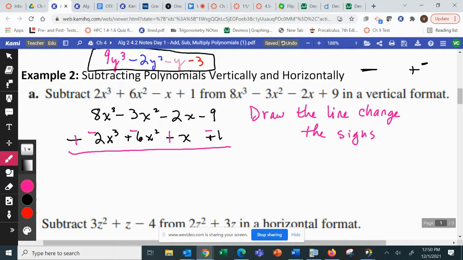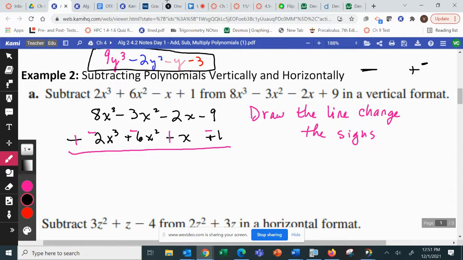That's another thing that you're going to hear me say when we get to division. So all of these things that I'm doing are going to get us ready for division. You're going to be dividing things that look like that. I got you super excited, didn't I? All right, draw the line, change the signs. Now we just add these.